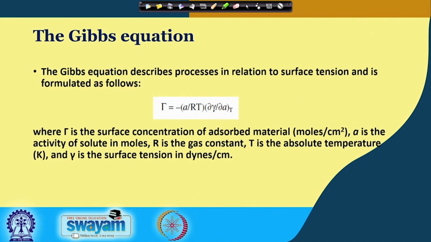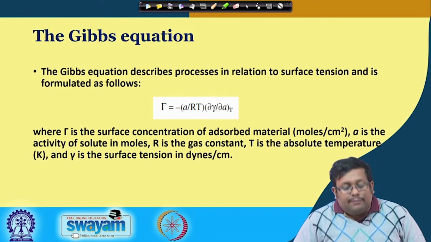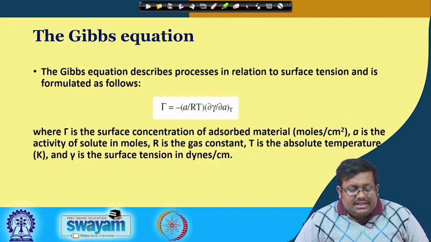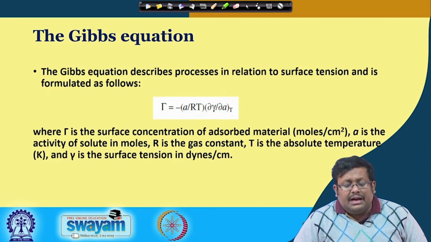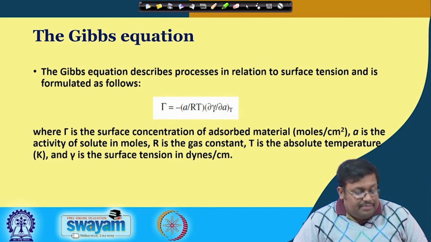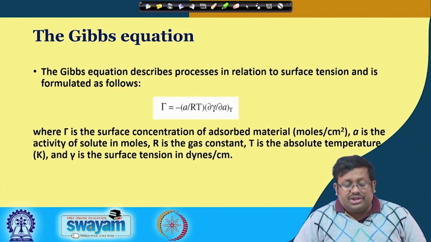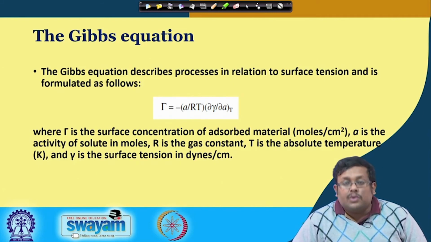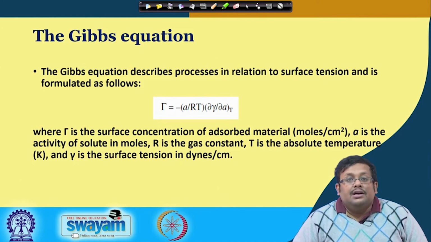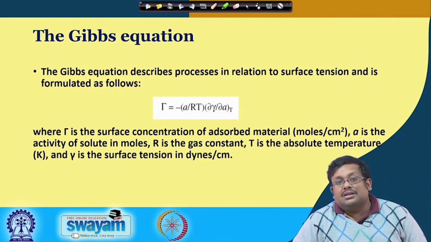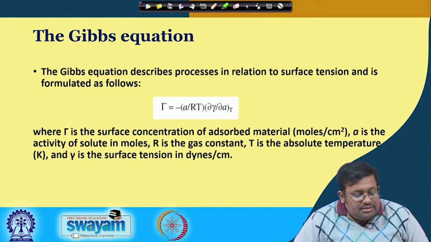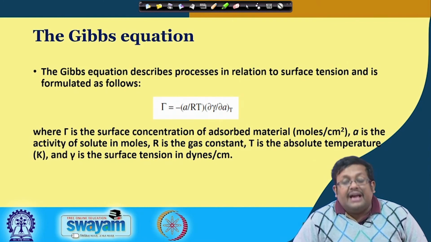Finally, the Gibbs equation. The Gibbs equation describes the processes in relation to the surface tension, and it is formulated as follows: tau is equal to minus A over RT, times d gamma by dA at constant T, where tau is the surface concentration of adsorbed material in moles per square centimeter, A is the activity of the solute in moles, R is the gas constant, T is the absolute temperature in Kelvin, and gamma is the surface tension in dynes per centimeter.